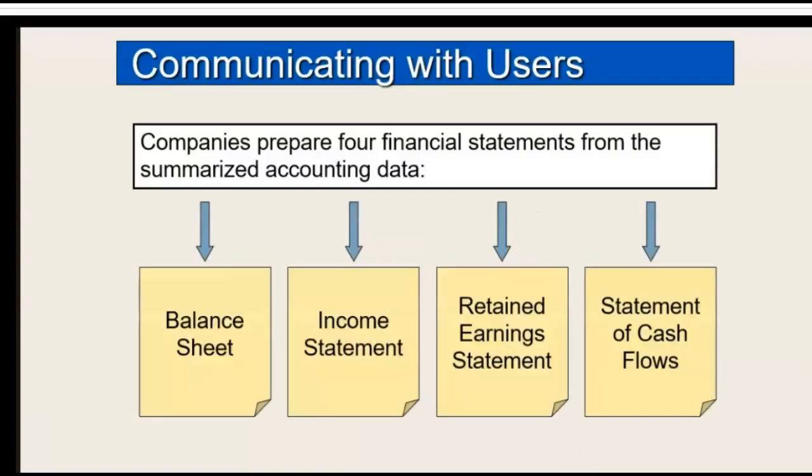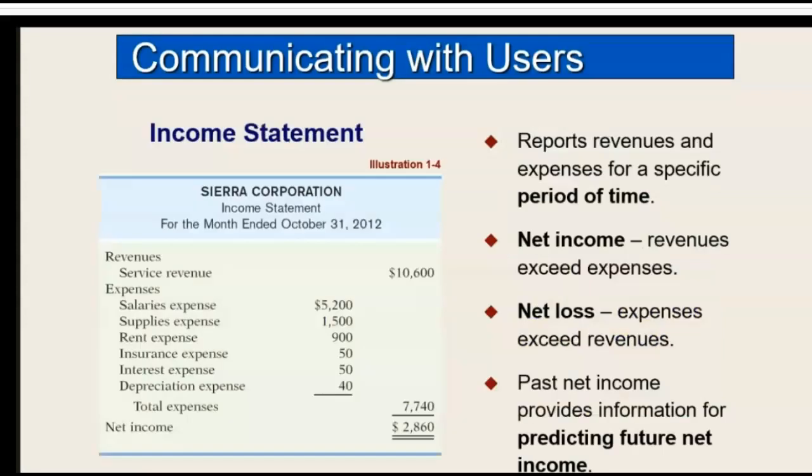Communicating with users. Companies actually prepare 4 financial statements: a balance sheet, an income statement, a retained earnings statement, and a statement of cash flows. We begin with the income statement. You always begin with the income statement. We want to know how well this business has done over the last, say, year, how much income you have, and that's exactly what the income statement tells us.